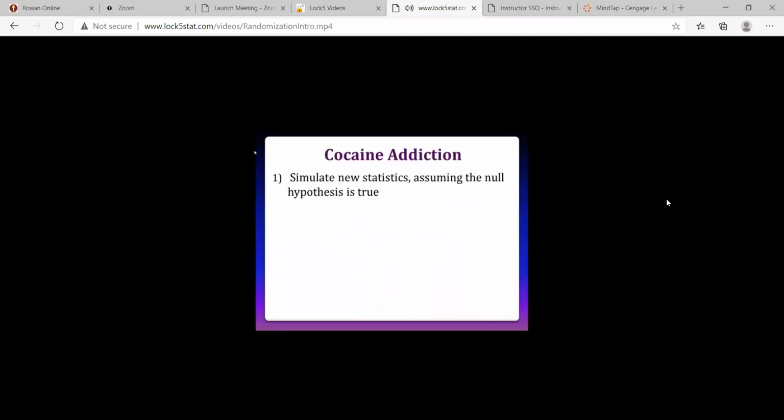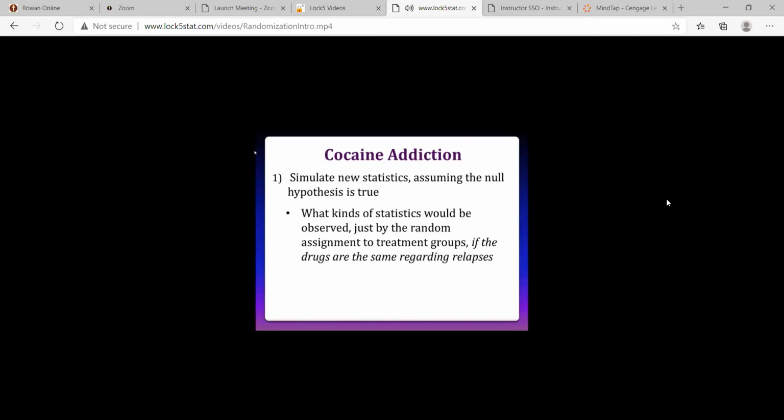All right, so going back to our first step of a randomization test, we want to simulate new statistics, assuming the null hypothesis is true. So in this case, we want to know what kinds of statistics would be observed just by random assignment to treatment groups if the drugs are the same regarding relapses. So if neither drug causes more or less relapses.